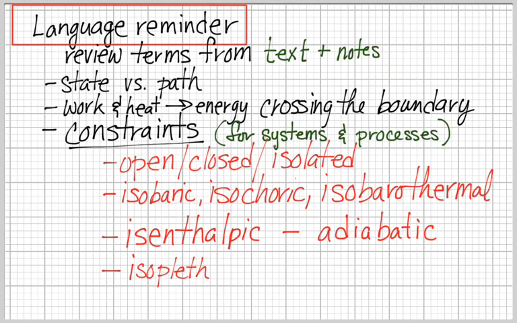There are going to be three other terms that I want to point out to you. One is isenthalpic. Isenthalpic is basically something where there is a constant enthalpy in the system. We'll get to that soon. There's a term called adiabatic. You've probably seen it in some of your physics classes. Adiabatic basically means there is no energy transfer across the boundary as heat. And an isopleth is a line of constant value.